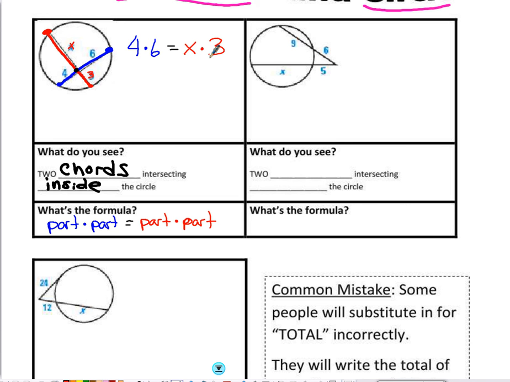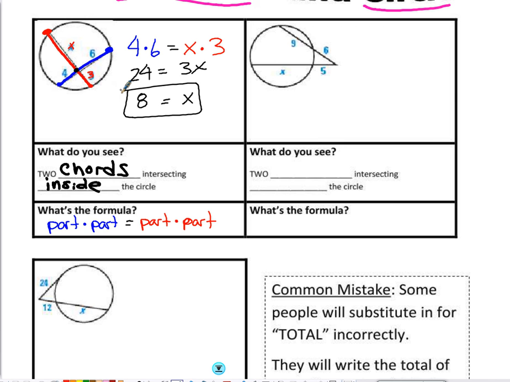So if I follow the chord going from one piece to the other, okay, part times part equals part times part. 4 times 6 is equal to X times 3. Everybody see where that comes from in the picture? Alright, so from now it's pretty easy algebra steps. 4 times 6 is 24. Sometimes I rewrite X times 3 as 3X. I like to put my number in front of my variable as a coefficient. And I'm going to divide both sides by 3 to solve for X. 24 divided by 3 is 8. 8. And that's my final answer for that one. Part times part equals part times part.